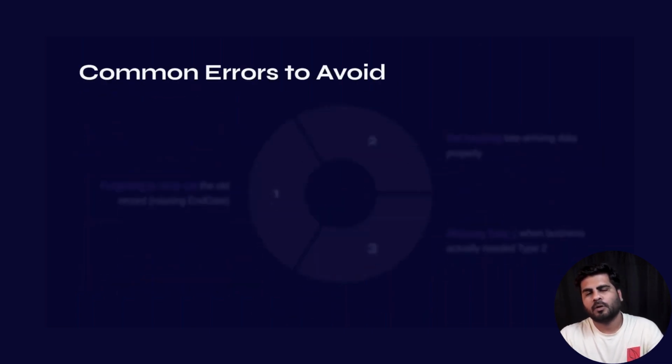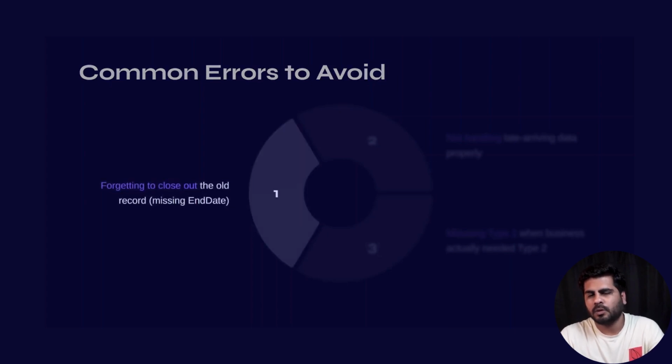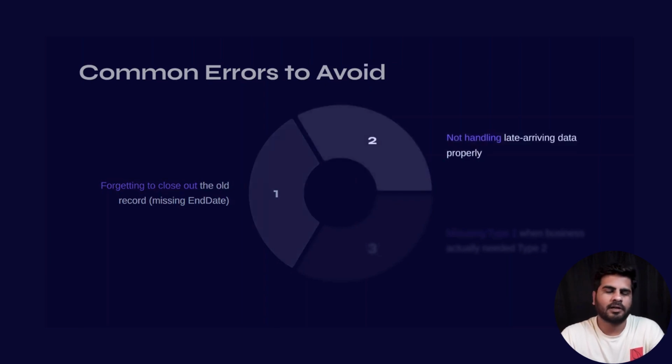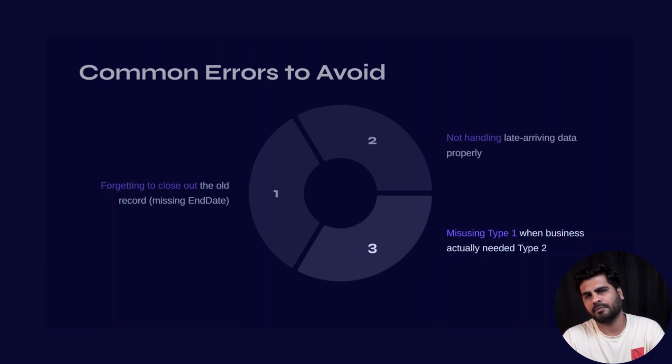So, what are some common errors that usually occur in such scenarios? Sometimes we forget to close out the old records. Also, late arriving data is not handled properly. Sometimes developers misuse SCD Type 1 when the actual requirement is to use SCD Type 2.